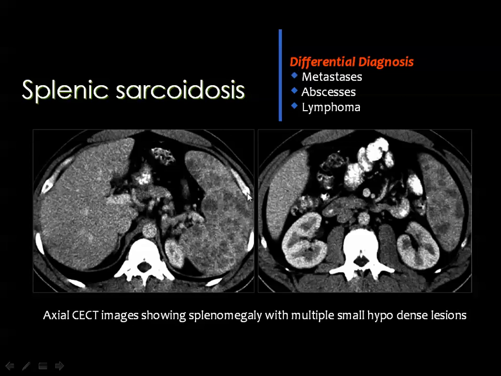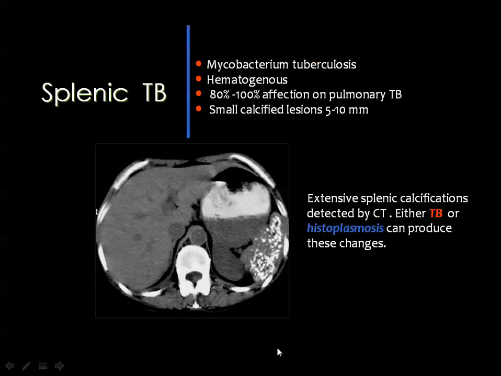Then if you see multiple lesions in the spleen and the lesions are cystic, one of the best possibilities is fungal abscesses. But if the lesions are solid, then you think of lymphoma, as I will mention, and you think of metastasis, and also do not forget the possibility of sarcoid.